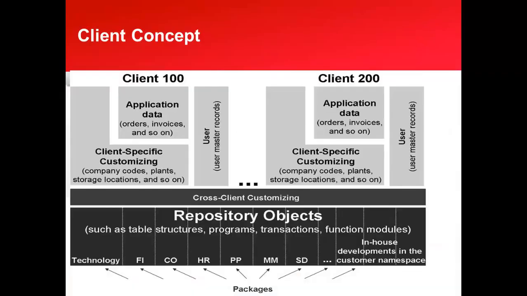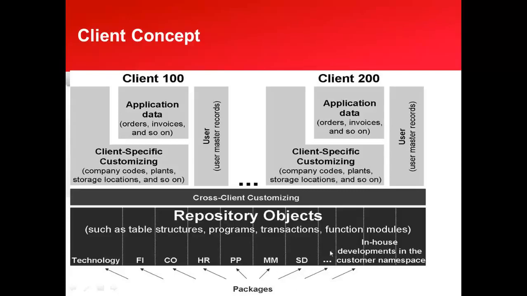In this figure I am showing two different clients, client 100 and client 200, and at the bottom you can see there is cross-client customizing. You have the repository objects, which are tables, structures, programs, transactions, function modules, and you have the different modules like FI, CO, HR, PP, MM, SD. Basically this is finance, controlling, human resources, production planning, materials management and sales and distribution.